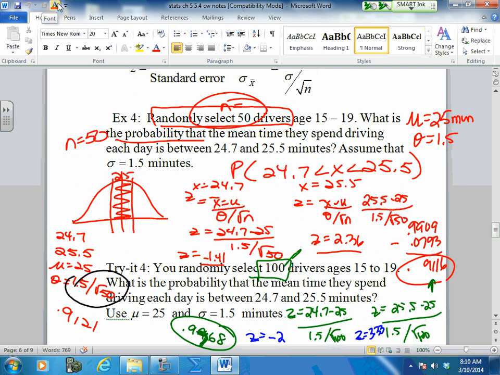So, guys, look what happened to your area. Your area increased because your standard deviation got smaller because we divided by the square root of a larger number. So like Alyssa said, your standard deviation will decrease. We'll pull your curve in a little bit tighter. So it's like squishing all that area under a smaller amount of curve.